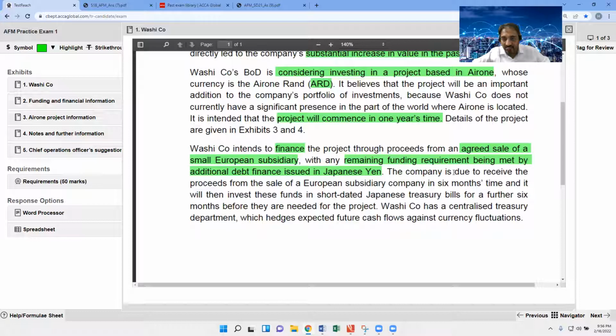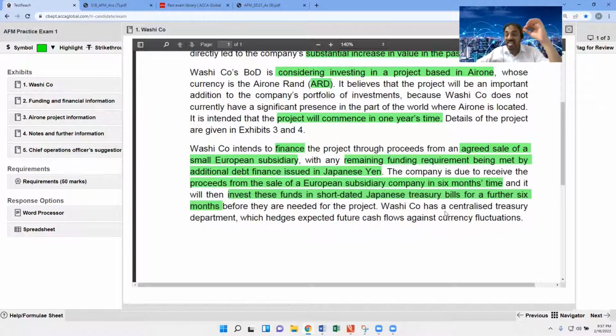The company is due to receive the proceeds from the sale of the European subsidiary company in 6 months' time. And it will invest these funds in short-dated Japanese treasury bills for a further 6 months before they are needed for the project. Actually, we need the finance after 1 year, but we will sell the subsidiary and expect to collect the finance in the next 6 months. Once we receive the finance from the sale, whatever the amount, which will be mentioned in the next slide, we will invest these funds in short-dated Japanese T-bills for the further 6 months before they are needed for the project.